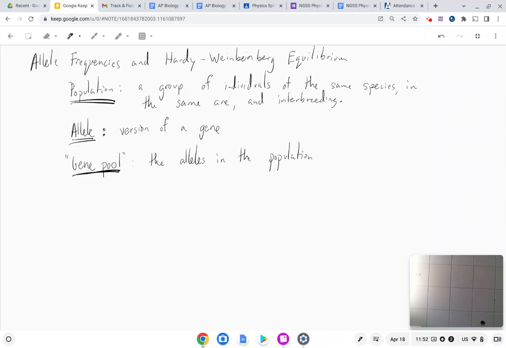Talking about the guppy population over there, the snails are in there with the guppies, but they're not part of the gene pool. The gene pool is just the guppies that are breeding with each other. And if I had a molly in there or a goldfish, even though it's a fish, it wouldn't count as part of the population. It's a different species. So again, same species, same area, and are interbreeding.